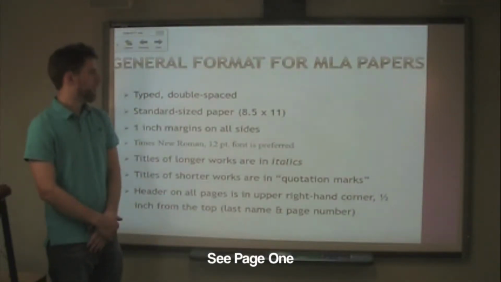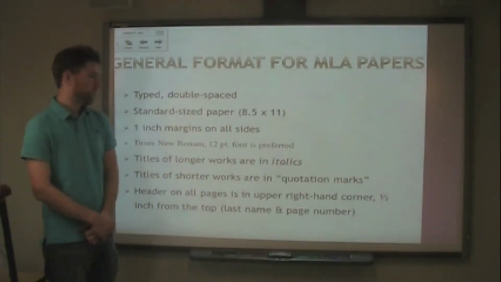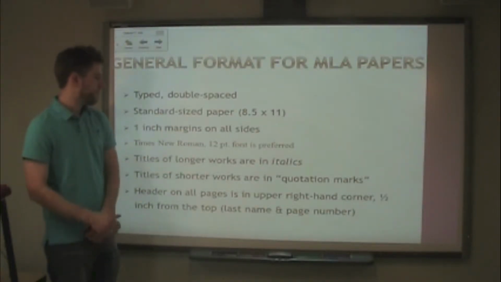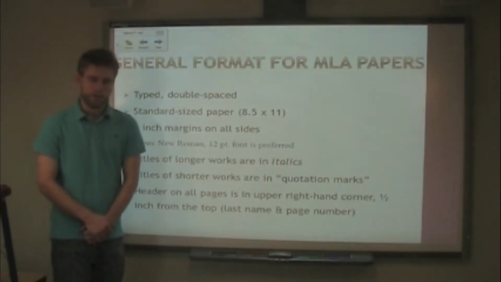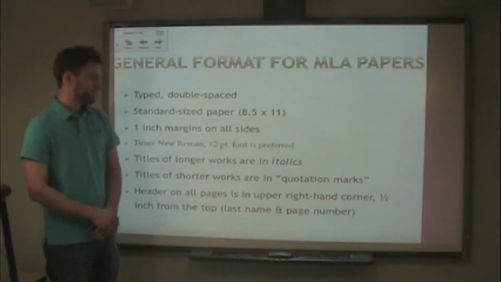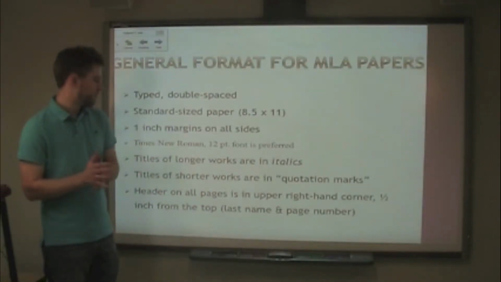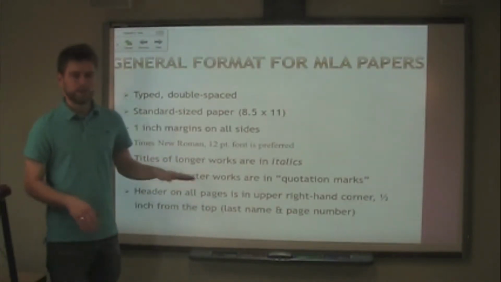General format for MLA papers. Type double-spaced, 8.5 by 11 paper, 1-inch margins on all sides, no more, no less. Times New Roman, 12-point font. Titles of longer works are in italics. Titles of shorter works are in quotation marks. The header on all the pages is in the upper right-hand corner, half an inch from the top, last name and page number. The way that the two titles were explained to me, for example, a book would be in italics, a chapter within that book is in quotation marks.